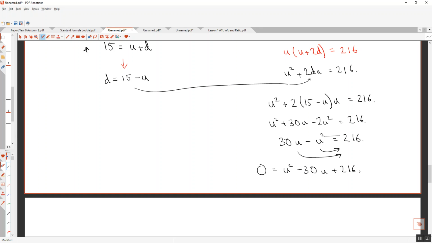You all with me so far? What's going on? Ashlyn, yeah, good. Zoe? How do I solve that? How do I factorize a quadratic?